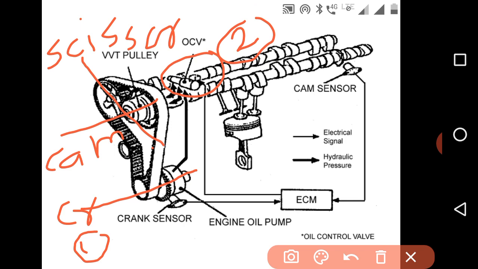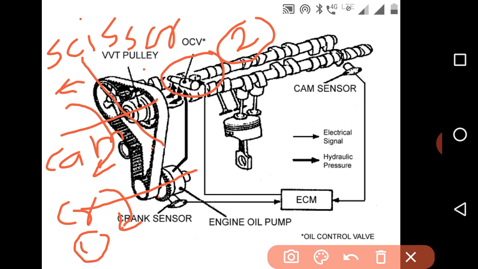If the crankshaft is rotating and giving power to the camshaft, and the camshaft is rotating in this direction as the crank is rotating in this direction, if the oil control valve applies force in the opposite direction, then we can retard the camshaft speed.